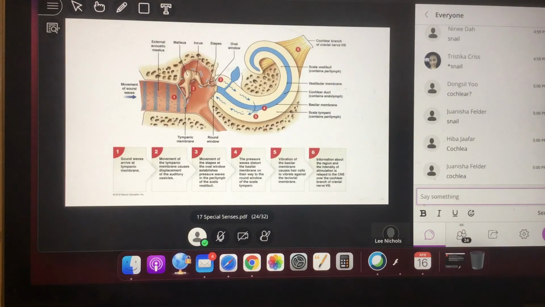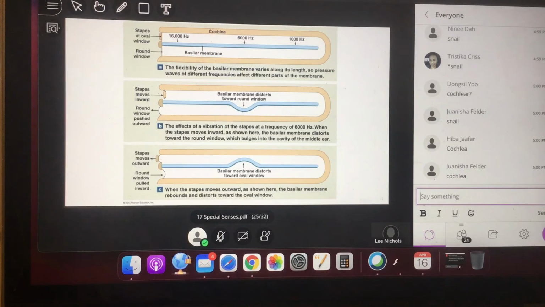Let's see if I've got a similar illustration from the textbook here. Yeah, that was pretty good. This is the one, yeah. This looks a little bit different. The one on 194 is actually better.